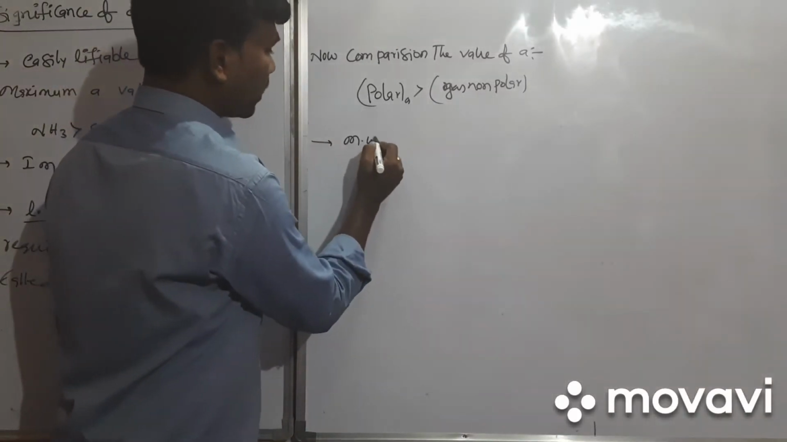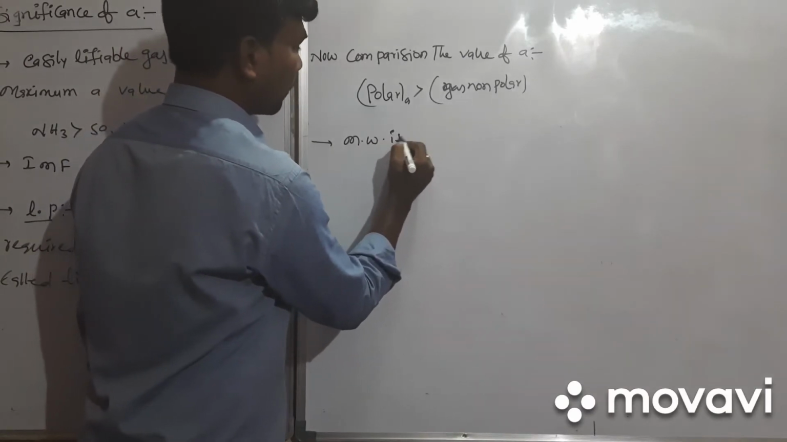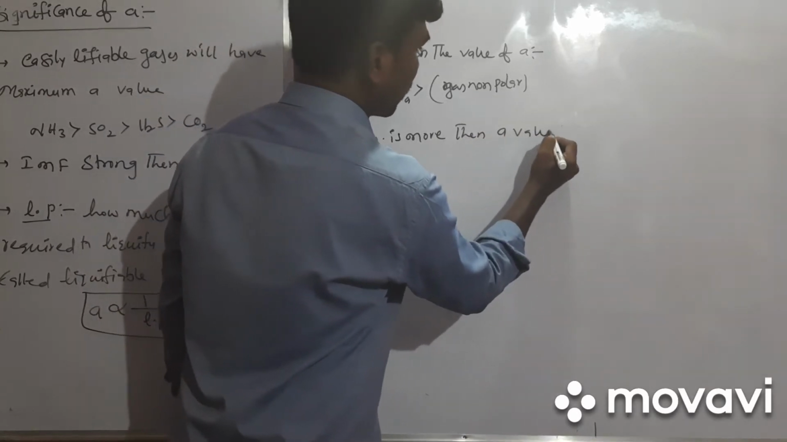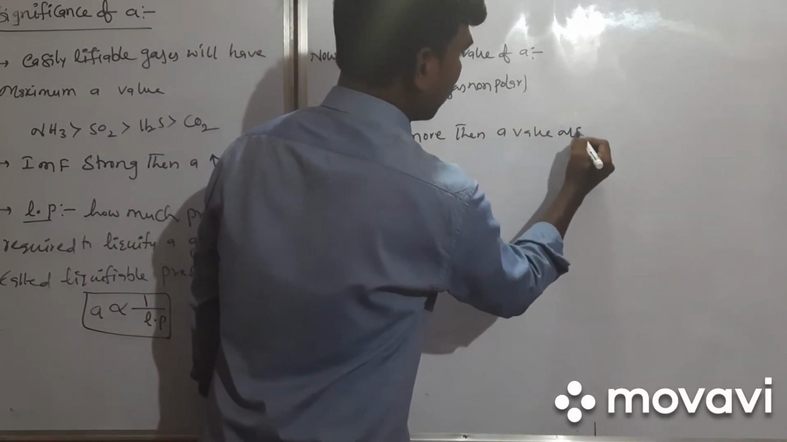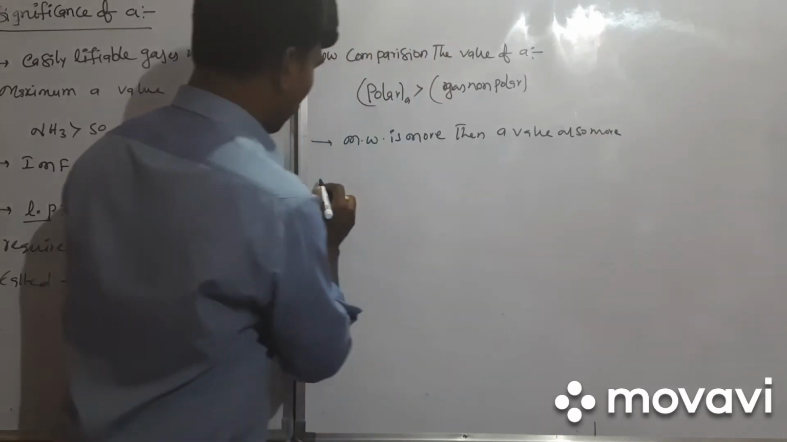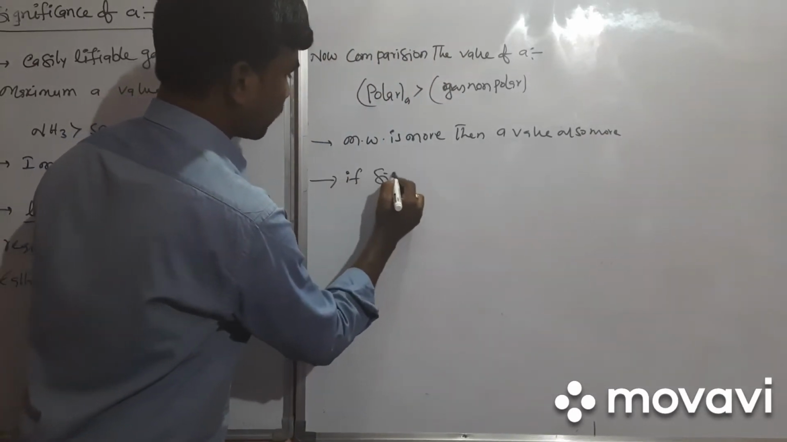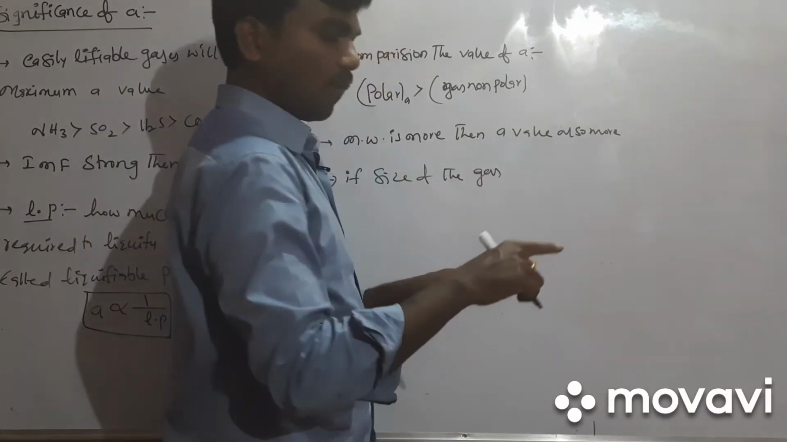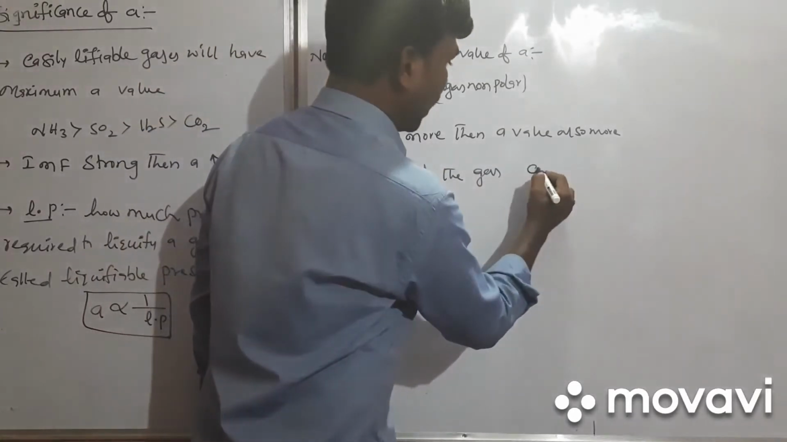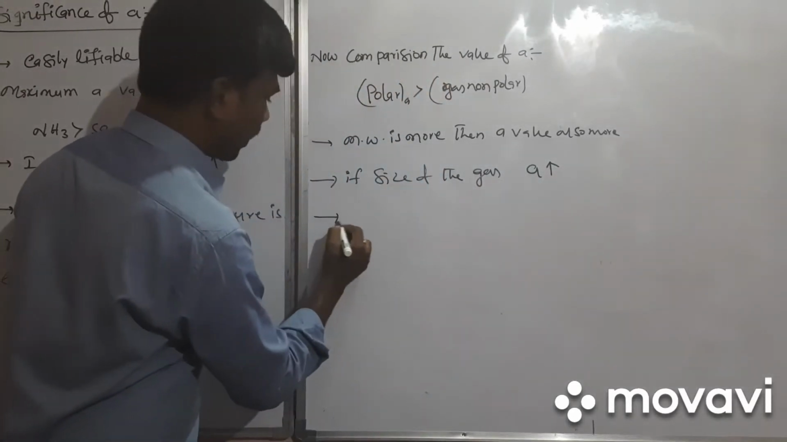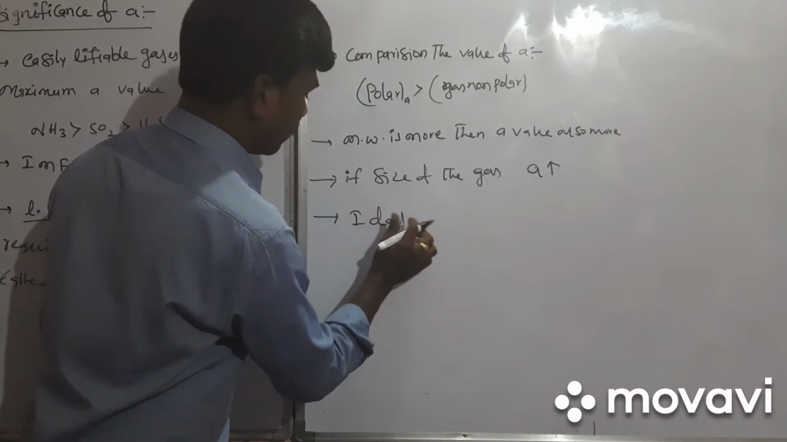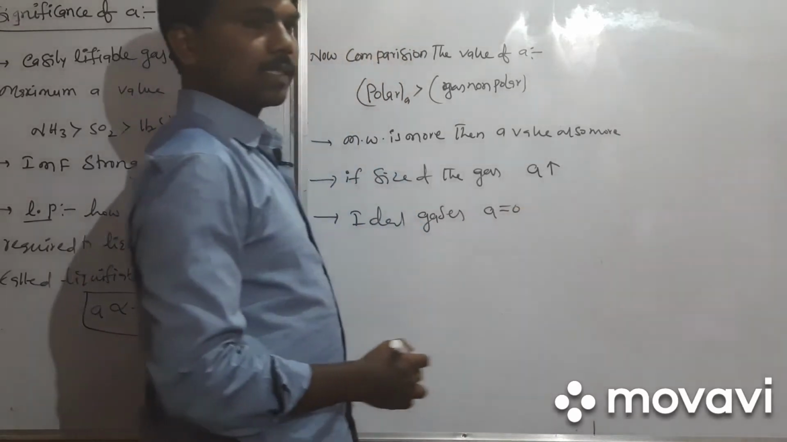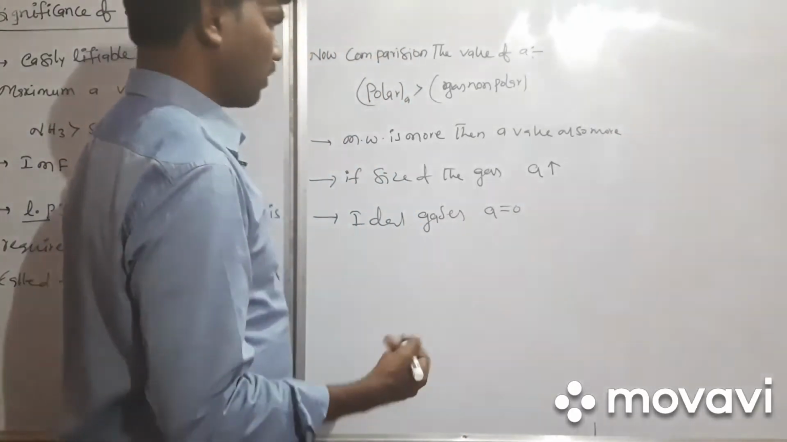If molecular weight is more, then A value is also more, right? If the size of the gas molecule increases, then van der Waals forces will increase, and the A value is maximum for those gases, right? For ideal gases, A value will be 0, because in ideal gases intermolecular forces are not present, right?